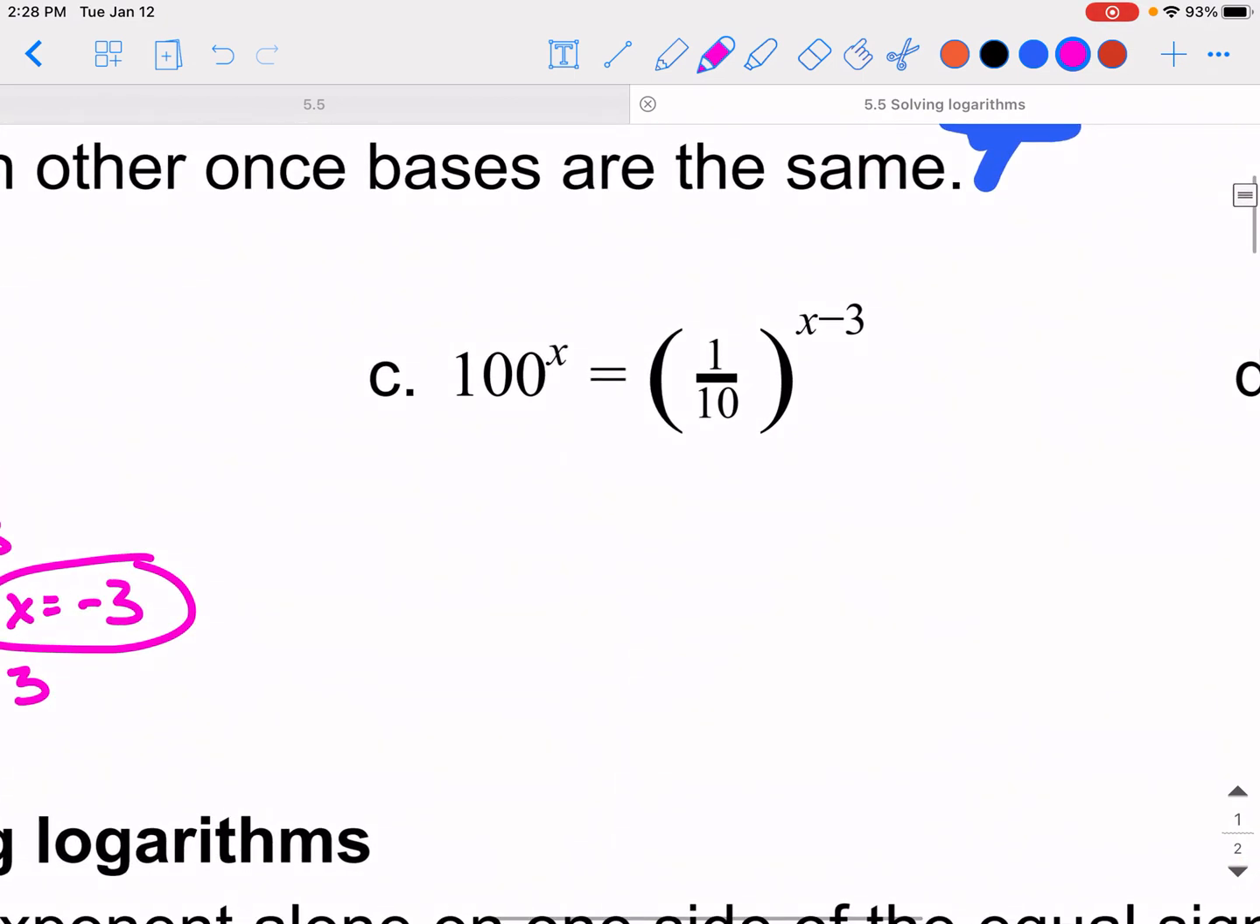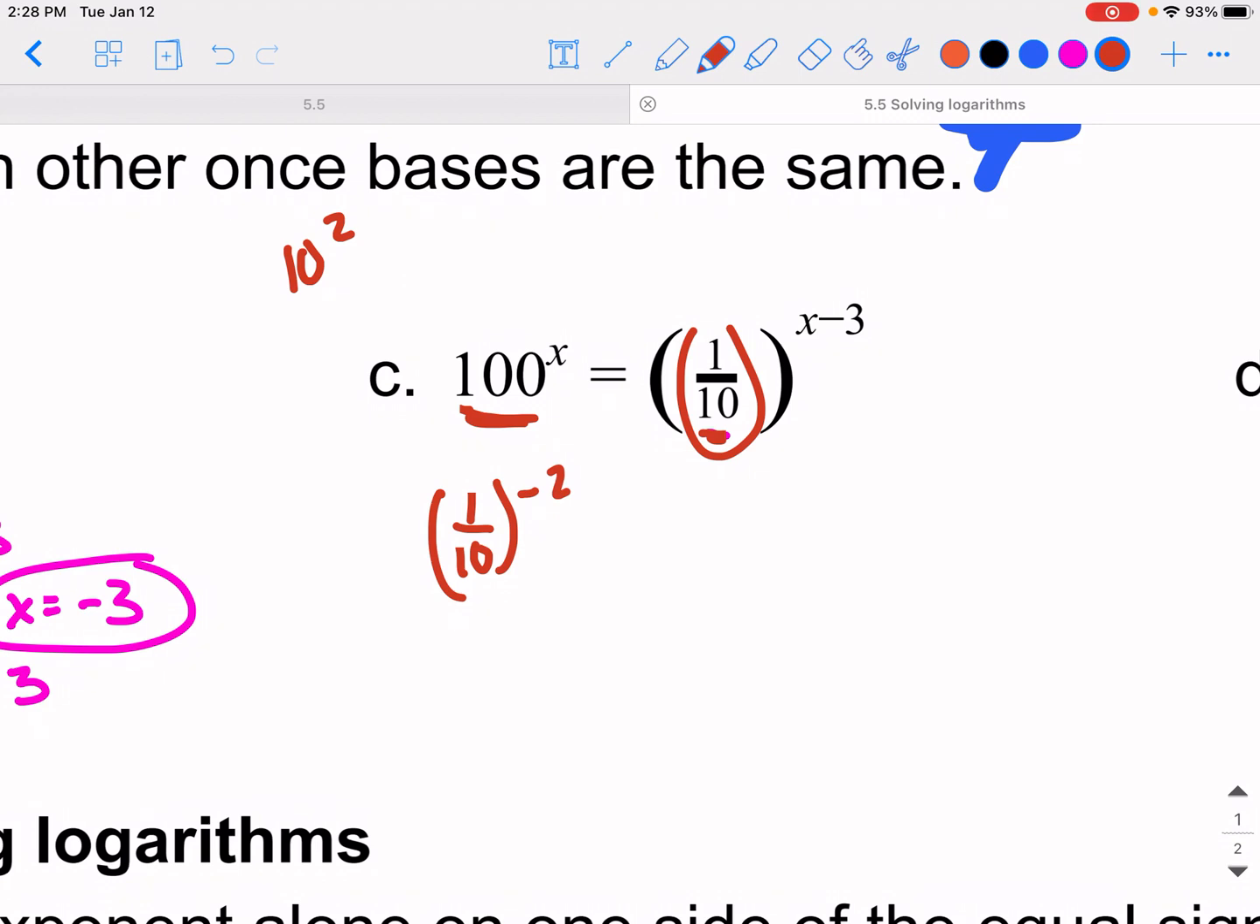Alright, let's look here at C, 1/10. This one's kind of trickier to find a similar base for. But if I keep in mind that exponent rule for negative exponents, I know 10 squared is 100, right? So if I want 1/10, then I'm going to use the idea of negative 2, knowing that it's a negative exponent, to evaluate 1/10 to the negative second power. That would be the same thing as 10 squared. So then that tells me 1/10 to the negative second power is 100. Now 100 to the x is equal to 1/10 to the x minus 3.